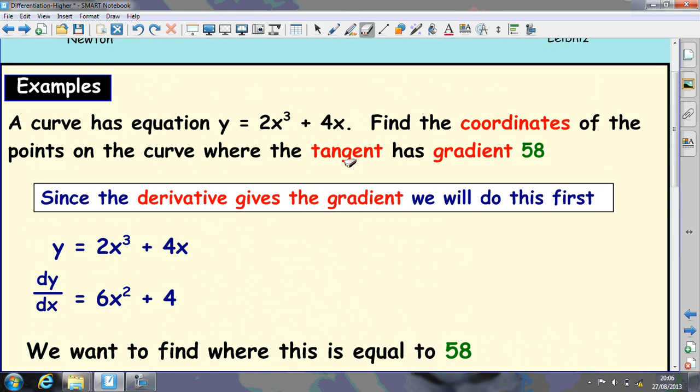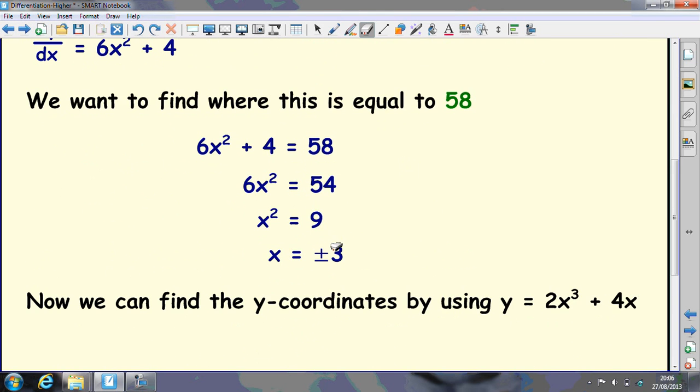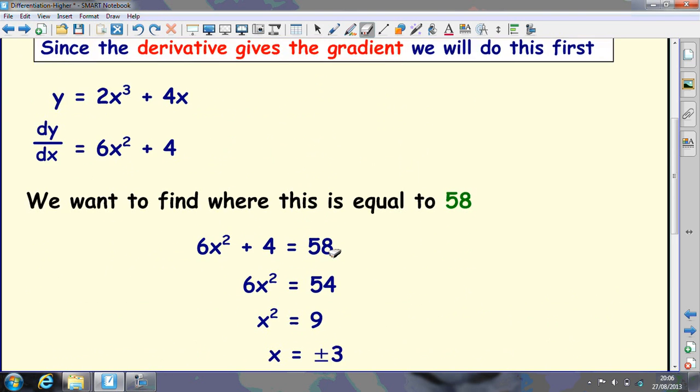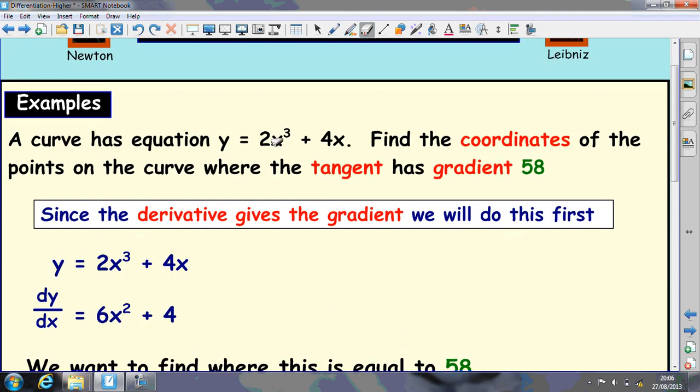So looking back at the question, we were to find the coordinates of the points on the curve where the tangent has a gradient of 58. We've found the x values, which are plus and minus 3, but we need to find the y values. This is really easy. Again, you just substitute x back in here because it's saying y equals 2x cubed plus 4x. Substitute your x value back in here to get your y values.